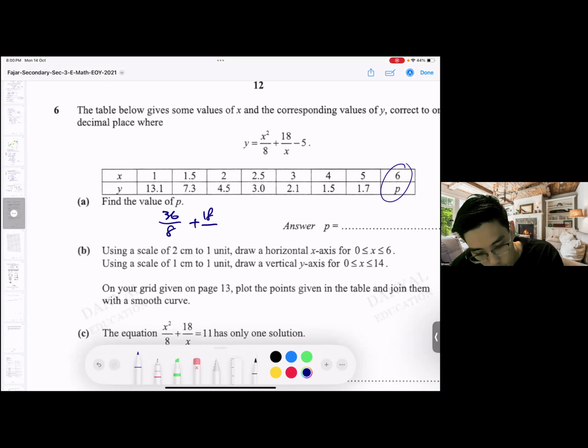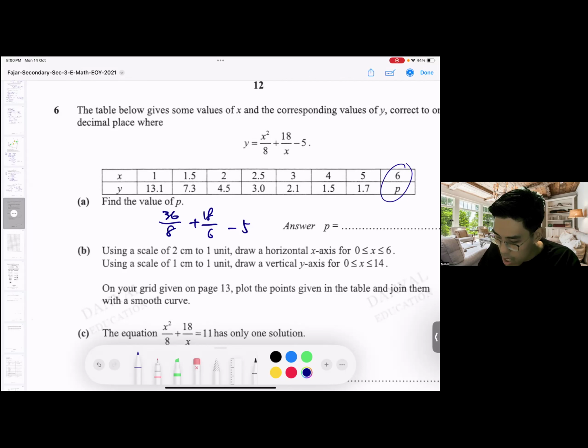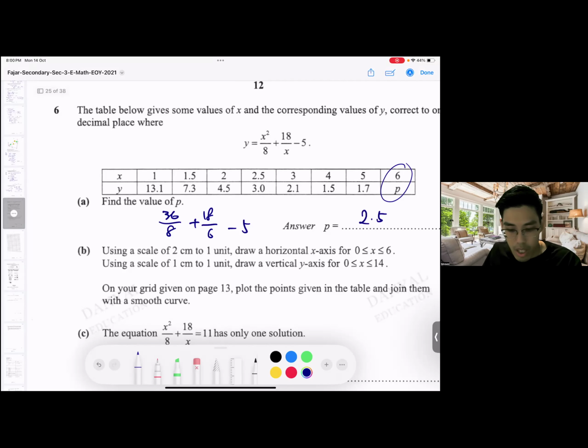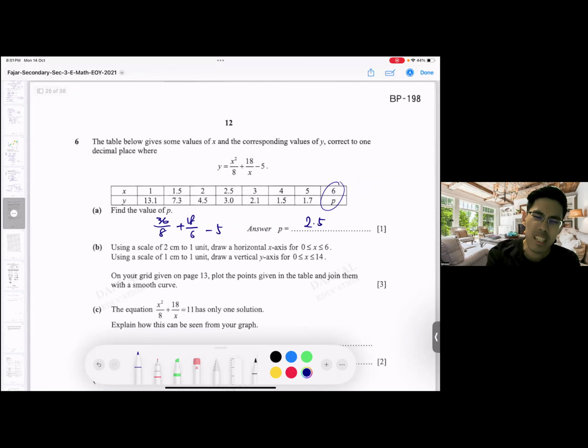Plus 18 over 6 minus 5. So this one is straightforward. Just key in the calculator already. Plus 3 minus 5, 2.5. Okay. I'll skip B, the plotting of points. A bit tiring for this one. But the general idea is that you must make sure that your graph takes up 75% of the paper.